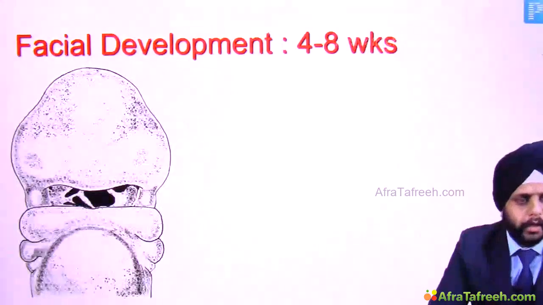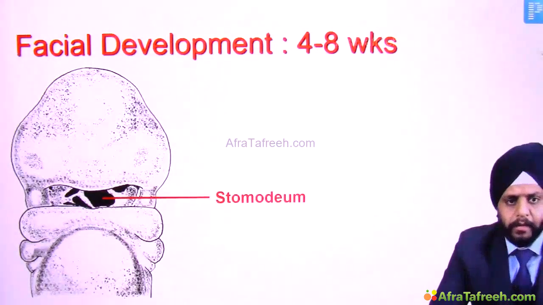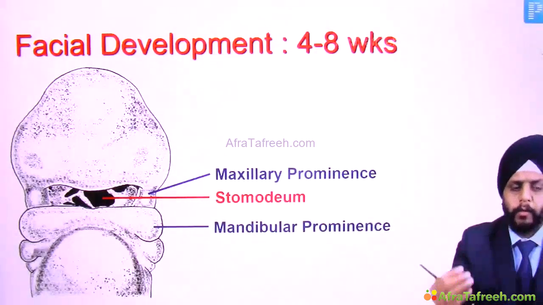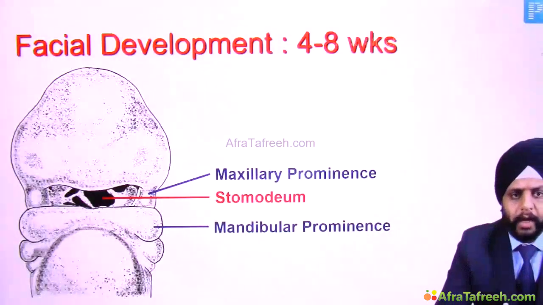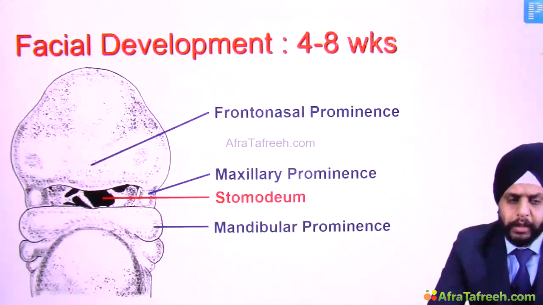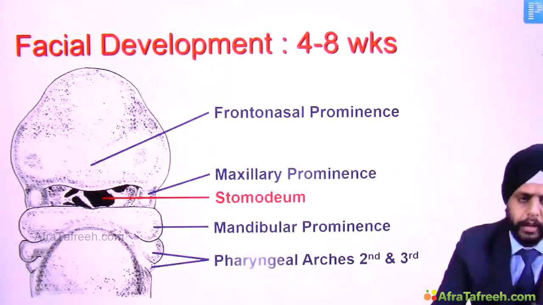So let's look over here. What can we see over here? We can see the stomodeum, the primitive mouth, and we can see that around it the maxillary prominence, the mandibular prominence, they are all growing from the side, and the frontonasal prominence is coming from below. Now below these we know that there are pharyngeal arches, second, third, fourth and sixth.